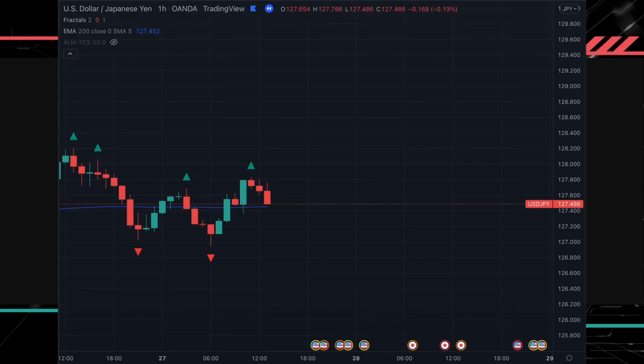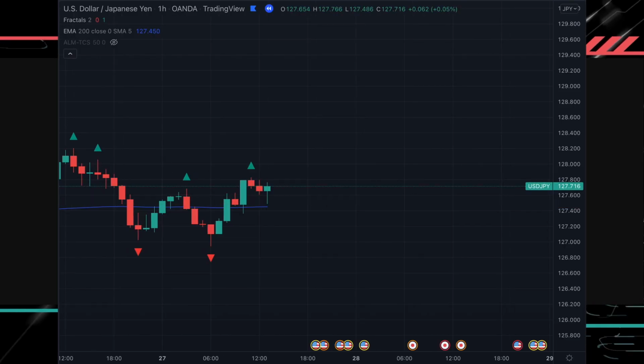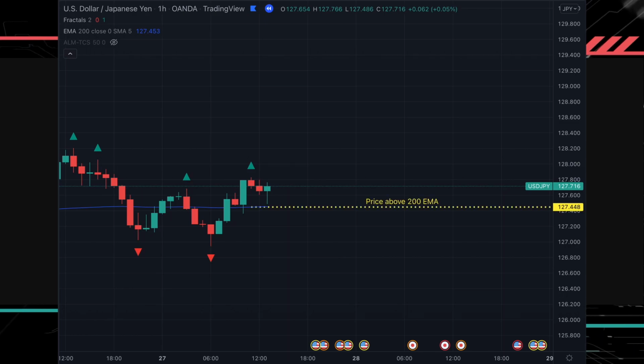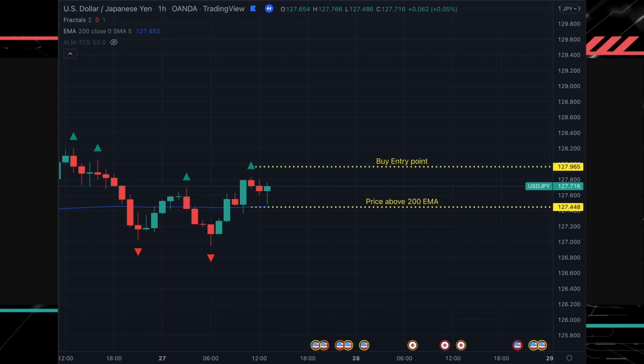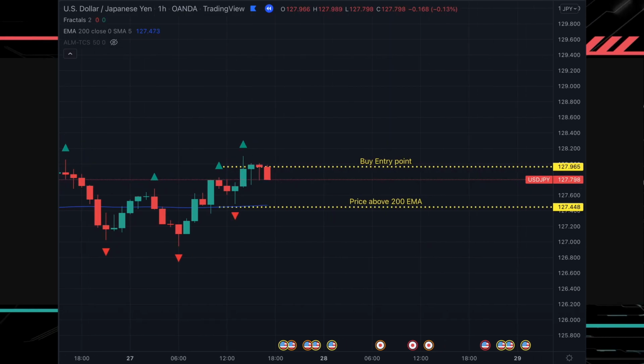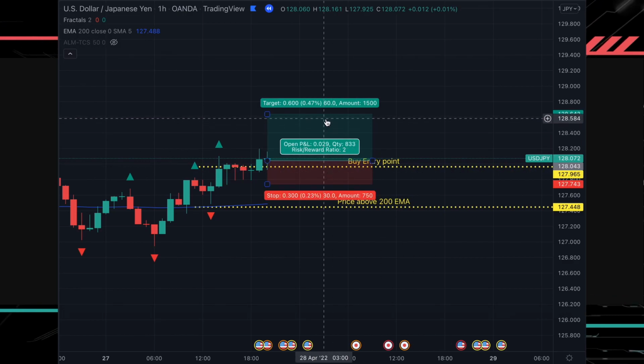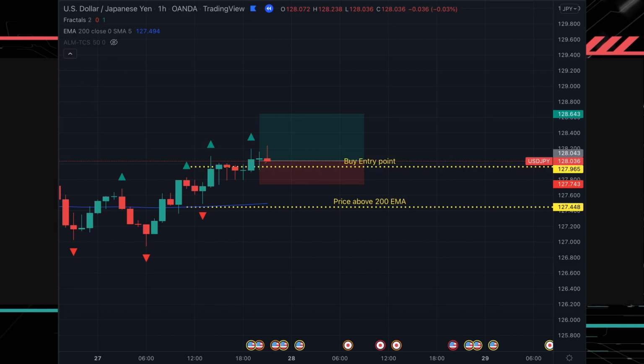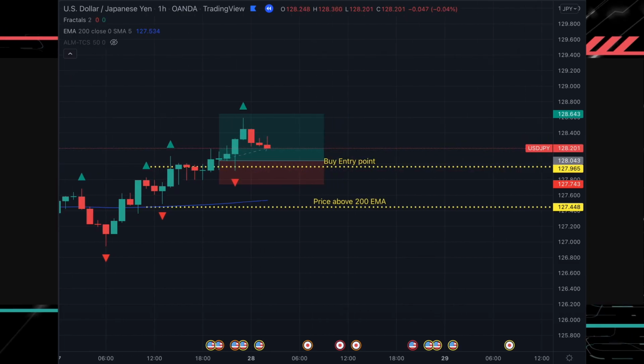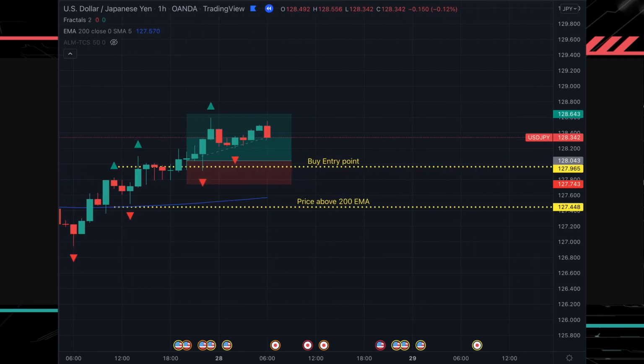Our first example is USD/JPY on the 1-hour time frame. First, the price is above the 200 EMA, shown by the yellow line. Next, we can see that the bearish fractal is formed, indicated with a green arrow. Once the price closed above the entry line, we will enter a buy trade. We set the stop loss at 30 pips and using a risk to reward of 2, we place our take profit at 60 pips. After trading for a while, the trade turns out to be a winner.